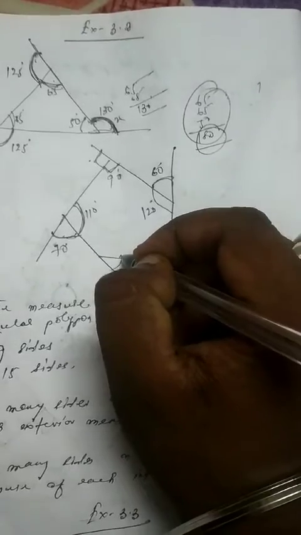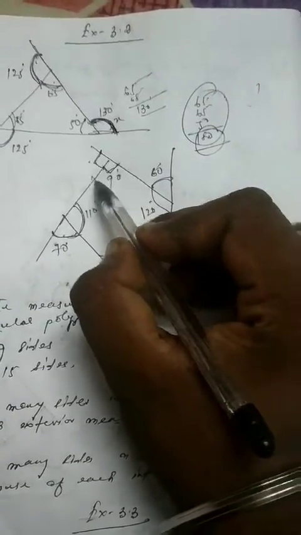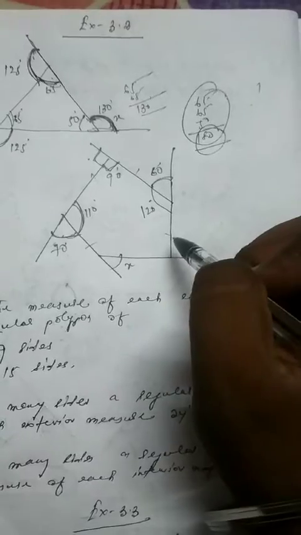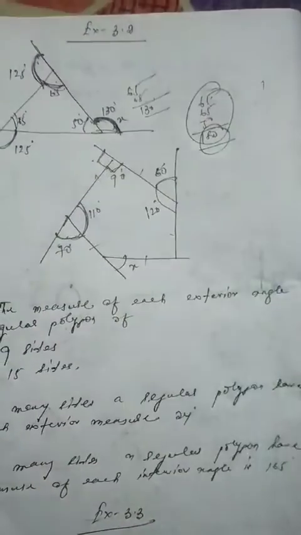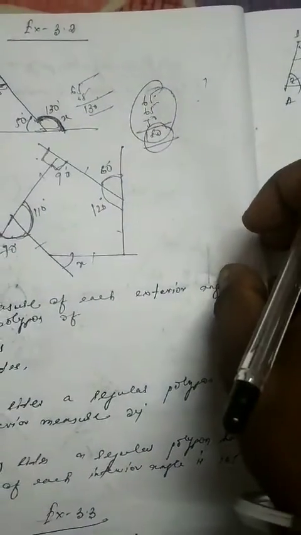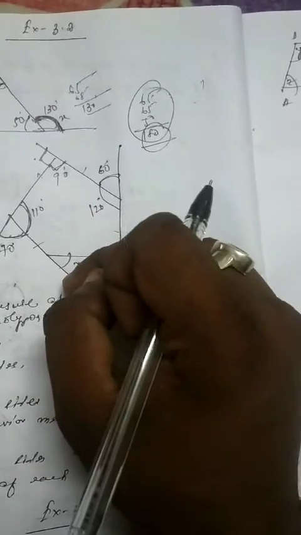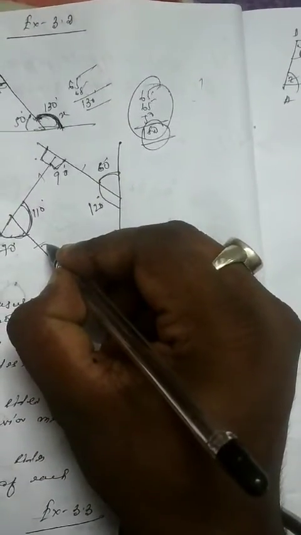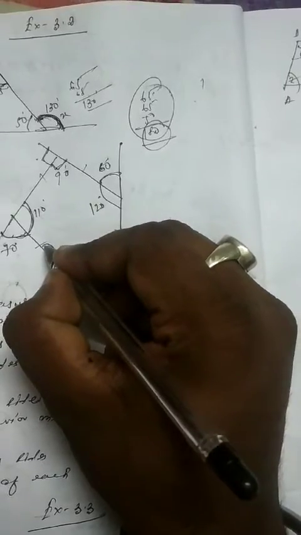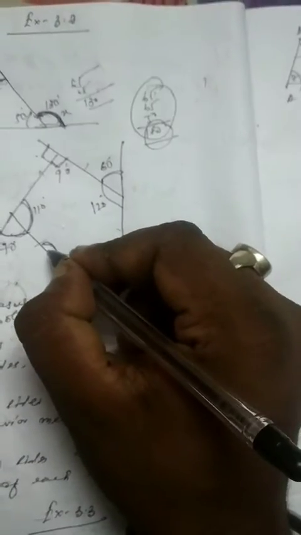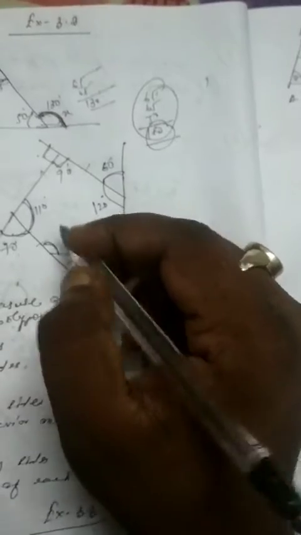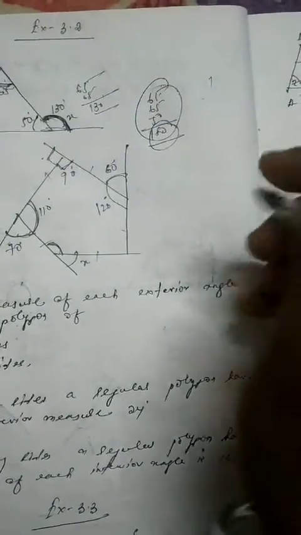Now, as we can see, this is 1, 2, 3, 4 and 5. There are 5 sides. Children, remember, if I find one interior angle, then easily I can find the value of this x. One interior angle, which is the linear pair of x, is not mentioned here. If you want to find this angle, just use the formula to get the sum of all interior angles.